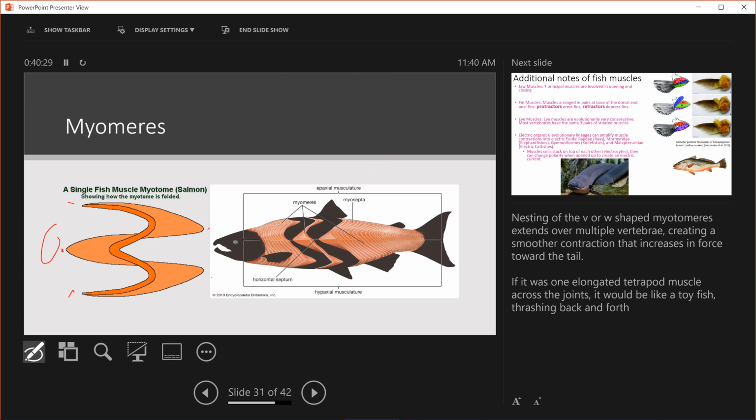The myomeres are designed to contract towards the middle in both directions. So they contract here and here in a center line, but they overlap several vertebrae, and then they're nested inside each other. This W shape essentially fits inside the W shape of the first myomere, and they stack up like you've seen in this picture here.